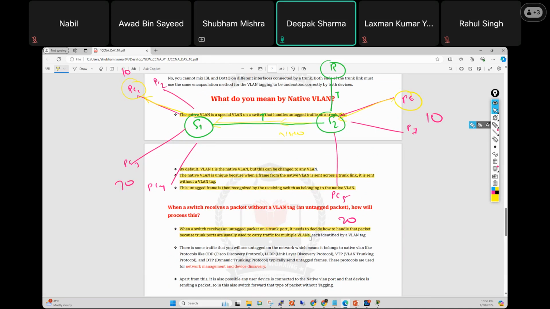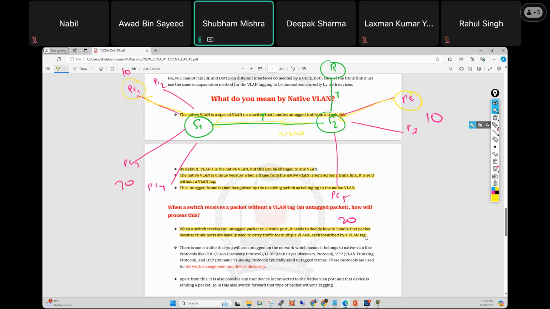Trunk ports carry multiple VLANs, each identified by the VLAN tag, right? For every VLAN there is a VLAN tag. But let's suppose a switch receives a packet without the tag, then the switch will assume that packet belongs to the native VLAN. Are you getting my point? Yes or no? Understand?